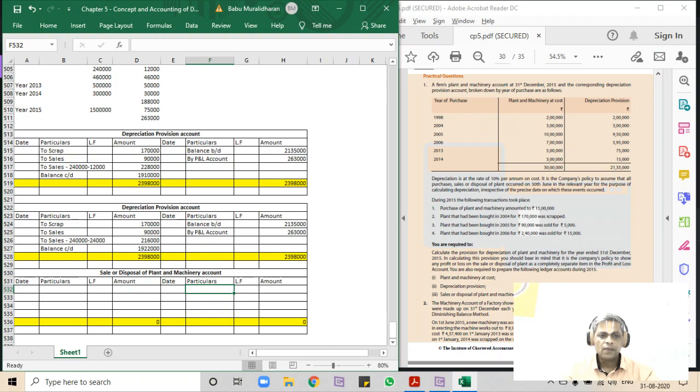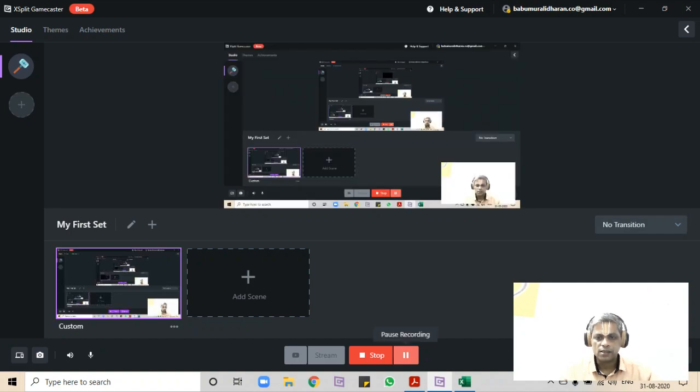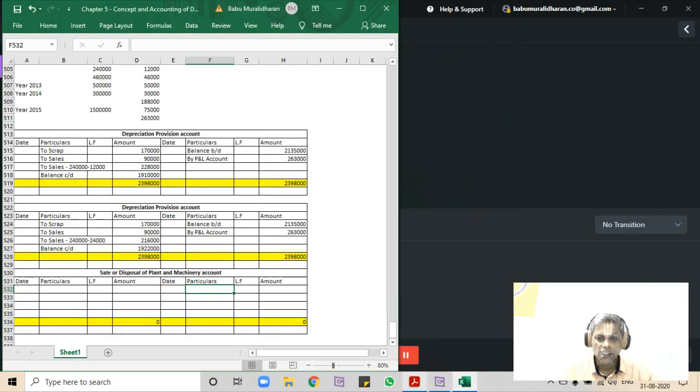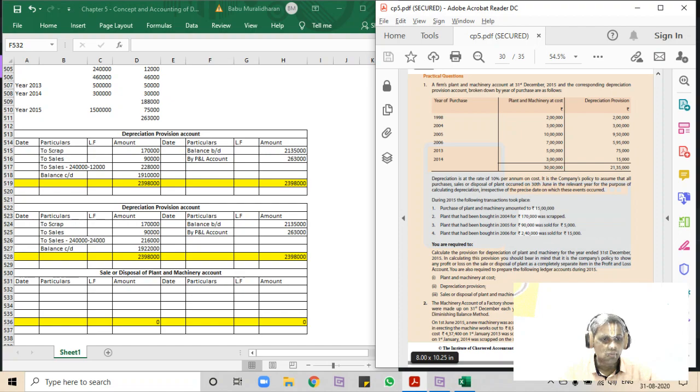So now let's go into the sale or disposal of plant and machinery. What are all the sales that have happened in the plant and machinery account? We have scraps and sales that have happened on the plant and machinery account. So it should be very clear how we have to calculate this. So the sale proceeds have to go to bank.